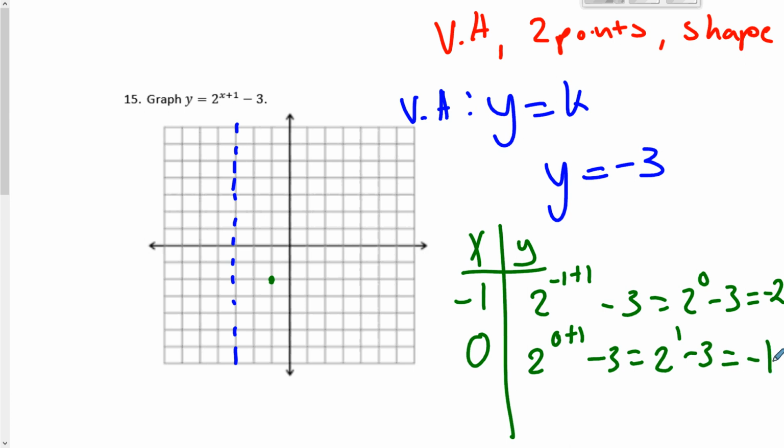Now we can draw our shape. It goes close to the asymptote, but doesn't cross it. This one continues to go up, it doesn't flatten out, and it doesn't come back down. So it is a continuous function. All exponential functions are continuous, same with all logarithms, which is next.